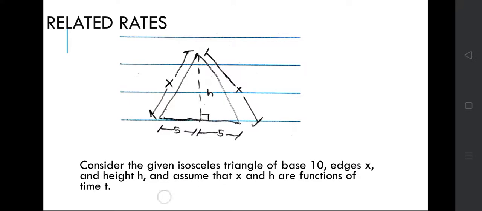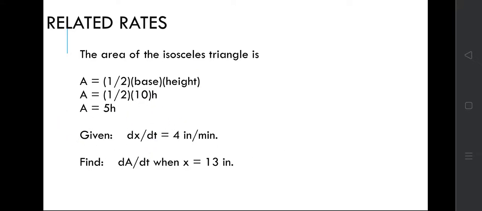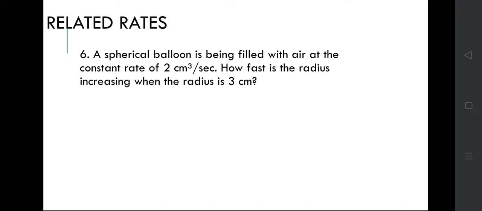Nagtataka ba kayo kung bakit napunta yung 5? Ito siya actually yung derivative nito. The derivative of A is equal to 5x is simply dA over dt is equal to 5 dh over dt. Yun na yun. So, sixth item and the last item that we will tackle.